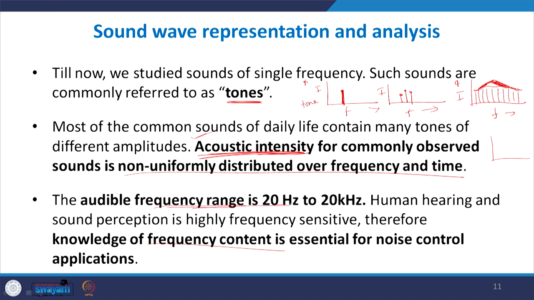So knowing how the intensity is distributed over different frequencies is very important for noise control. For example, for a human ear, the frequencies around 1000 to 4000 hertz are very sensitive. It can easily hear those sounds, whereas sounds at extremely low frequency, below 100 hertz, are hardly audible. So the sensitivity of the human ear is highly frequency dependent, and even the sounds that we encounter have different distributions of intensity over different frequencies.